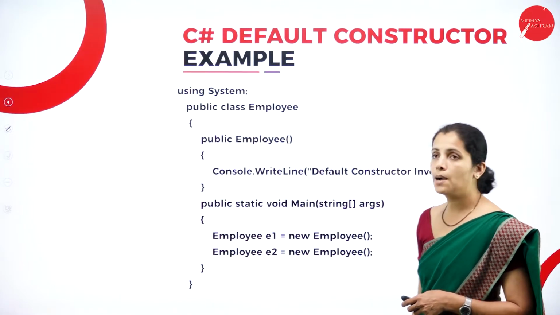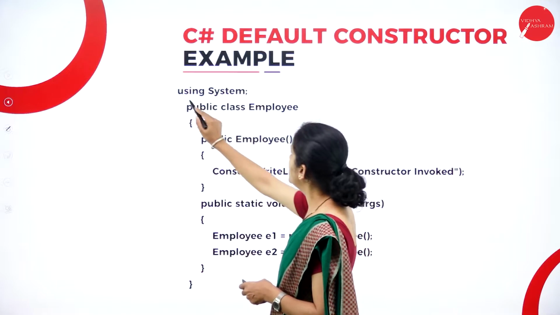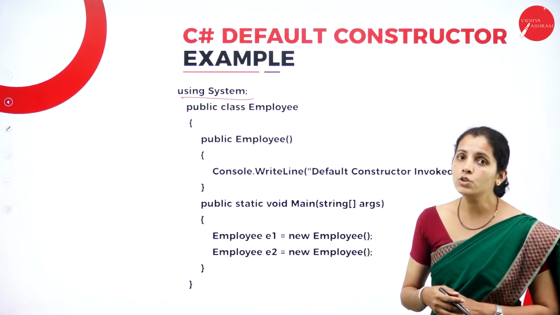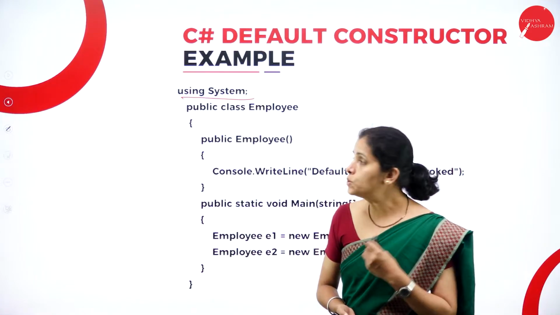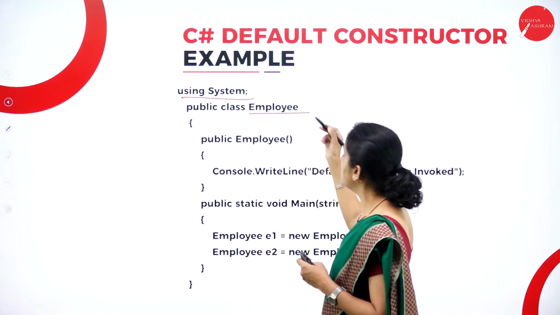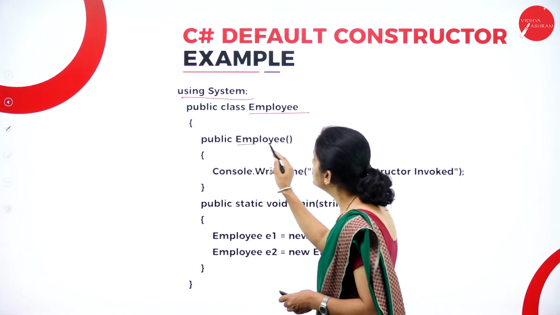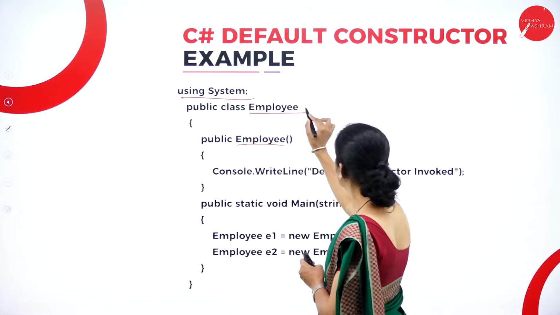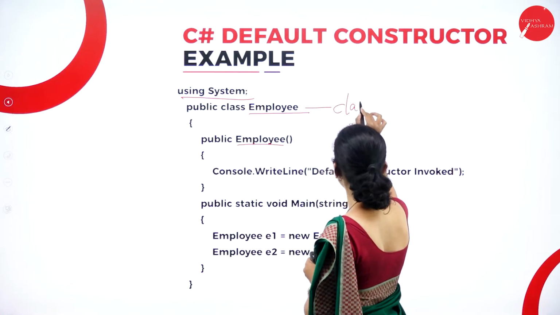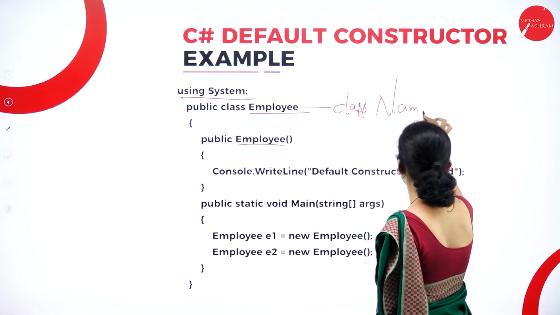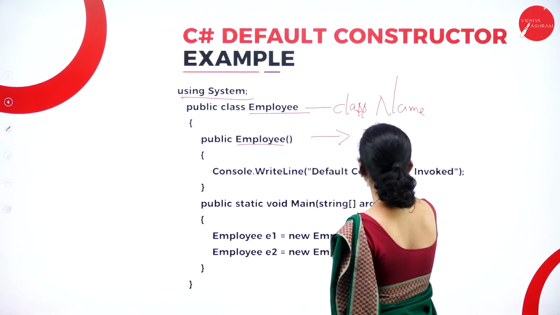Now this is the example here. Dear students, what is my statement always? That is using System. So what is my class name? That is Employee. And what is this? This is my constructor. So this is my class name, and this is my constructor.